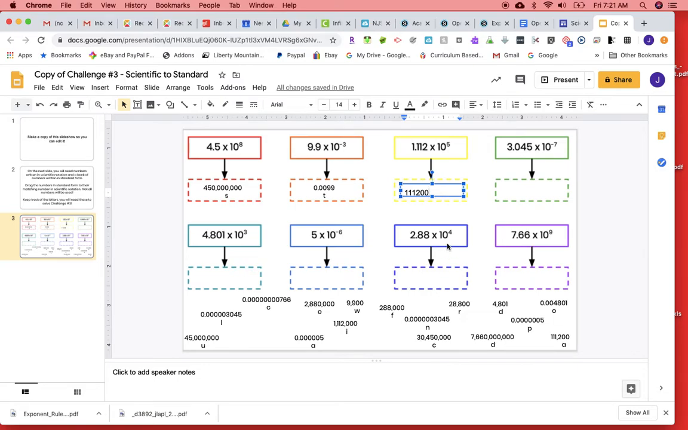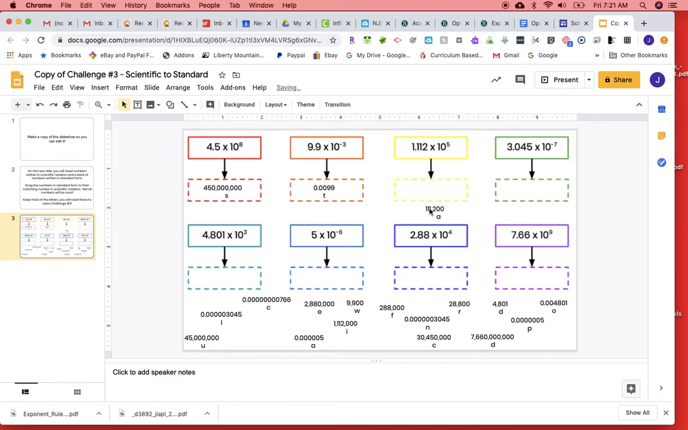Let's see. 1, 2, 3. 1, 2. And it's right here. Sorry, I didn't see it right away. So I'm just going to put it there, get rid of this.